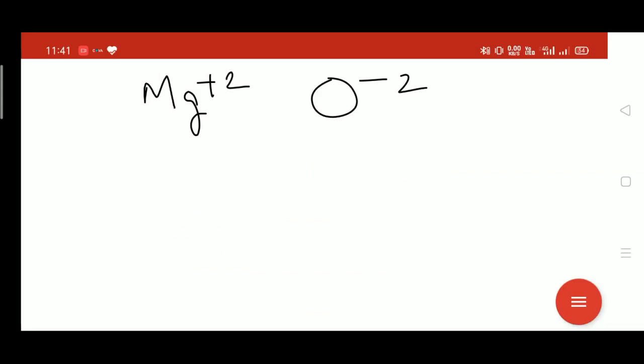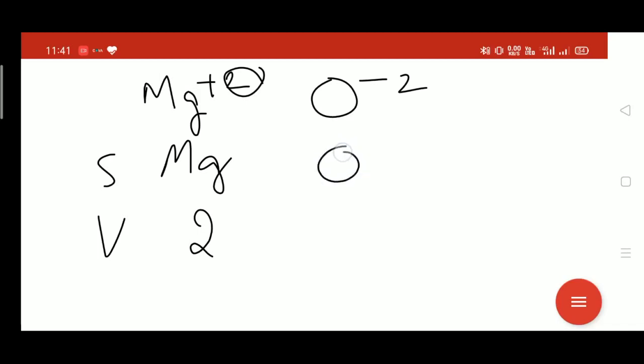Now, write the symbol and valency of the ions separately. That means the symbol of magnesium, Mg, and its valency, which was 2, below the magnesium ion. Similarly, the symbol of oxide, that was O, and its valency, that was 2, beneath the oxide ion, in the same manner.